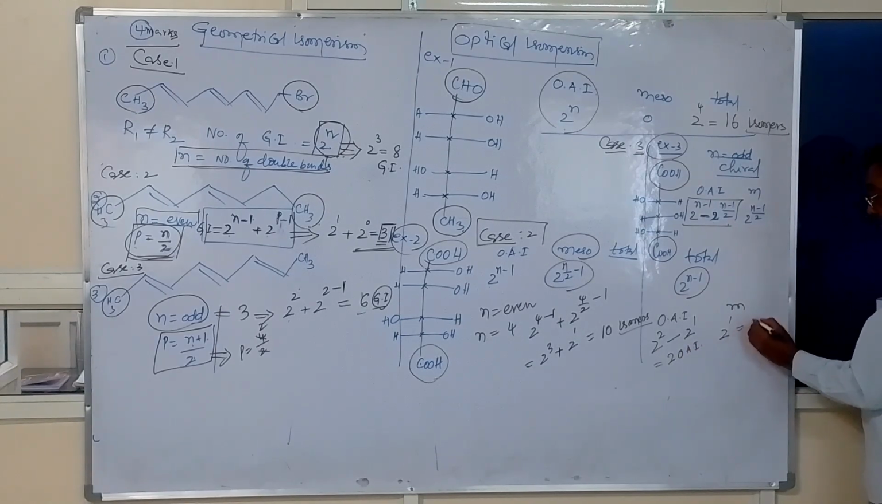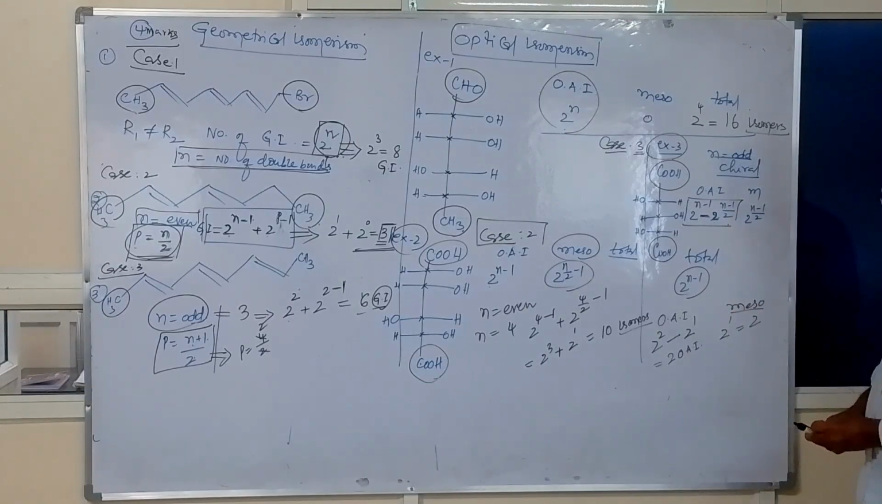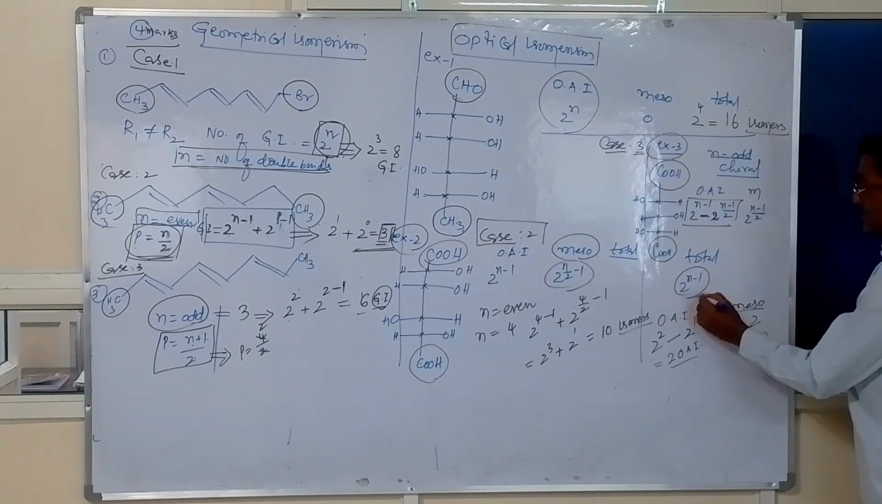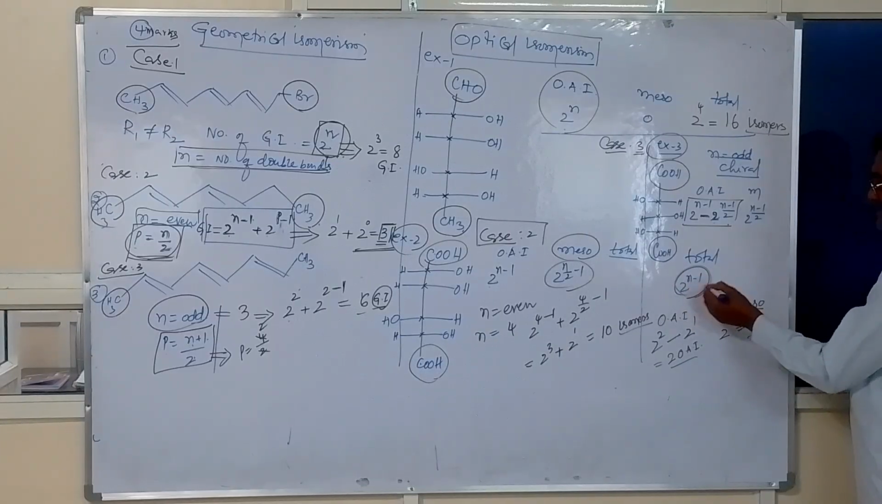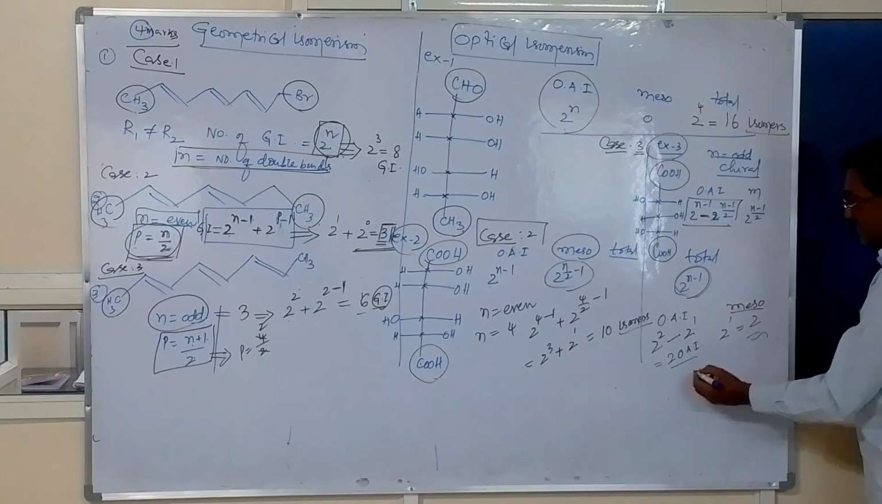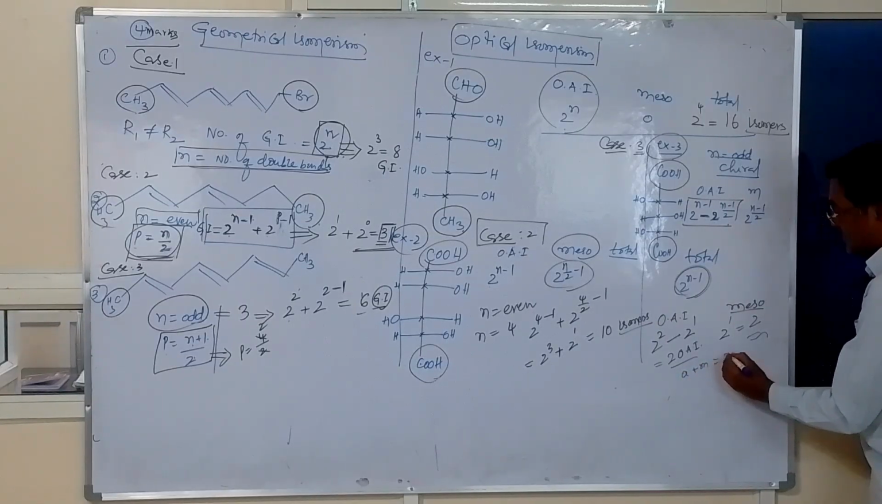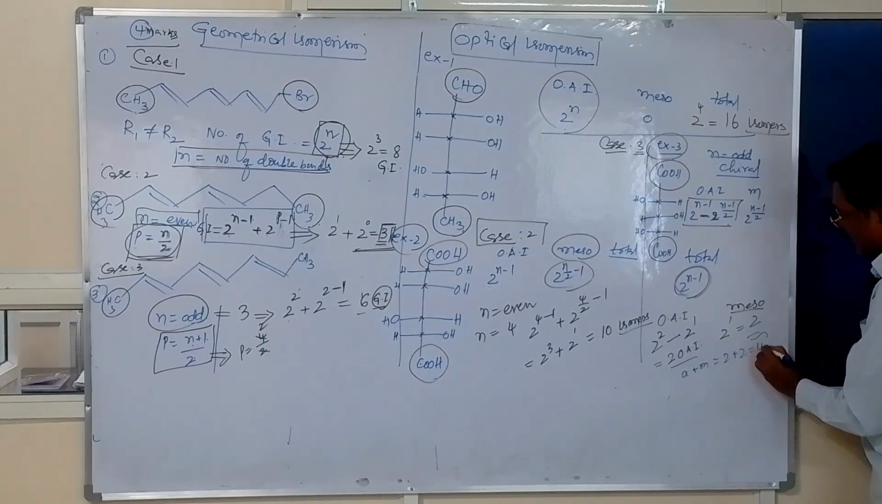And 2 meso isomers are possible here. The total number of isomers is 4. Optically active 2, and meso also 2. But see here, children, you can apply this and you get the same number. Optically active plus meso is 2 plus 2, so it's 4 isomers, children.